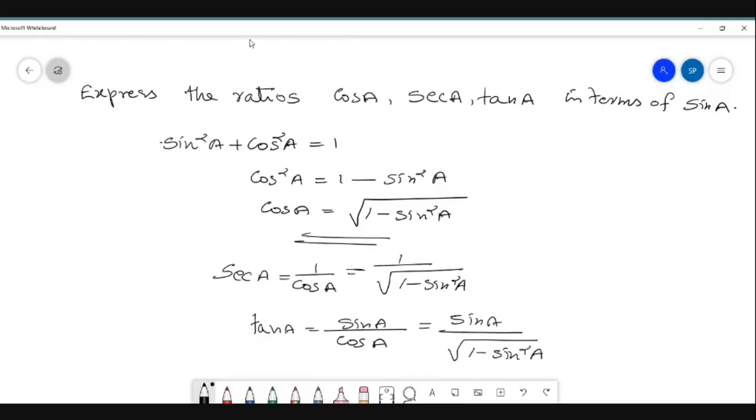This is one of the applications of the identity. Like that, any term can be converted into a particular term. For that, you must learn all the identities by heart. Otherwise, you cannot do it. If you learn the identities by heart, it will be easy to convert.